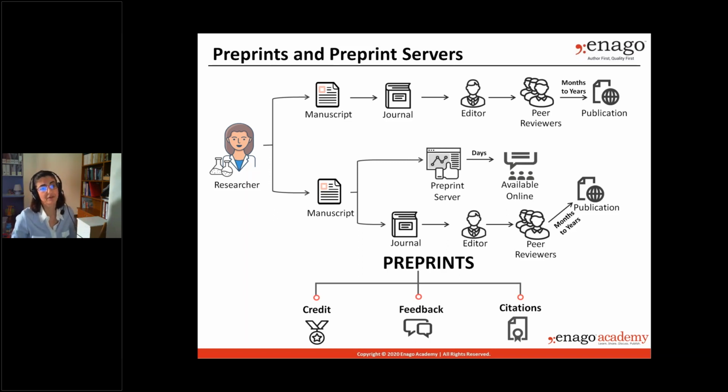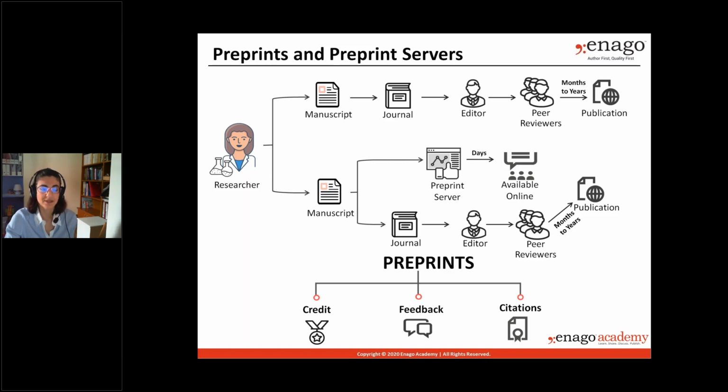The advantages of submitting preprints to servers is that you can get credit for this work, you can get feedback from this work, and you can get citations for this work even before this manuscript is officially published. Of course, in this model, you need to ensure that the journal you will be submitting your manuscript to agrees to having submitted it to a preprint server ahead of time.